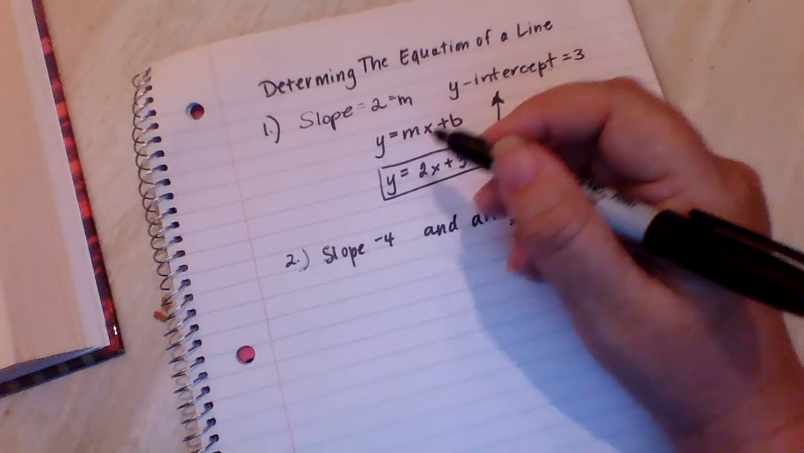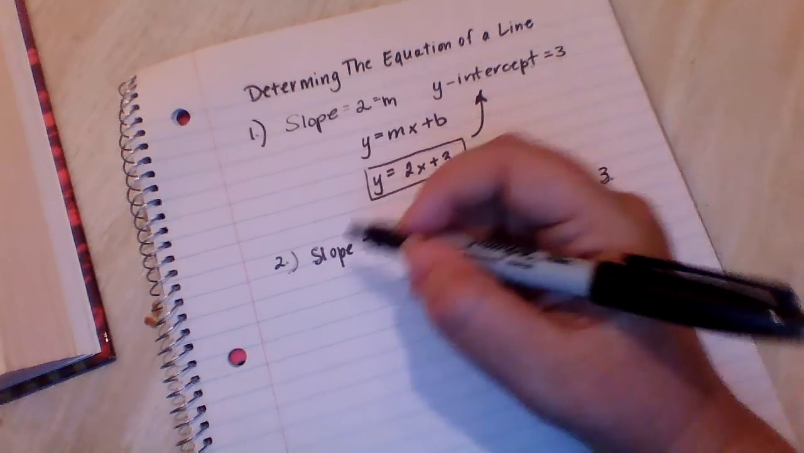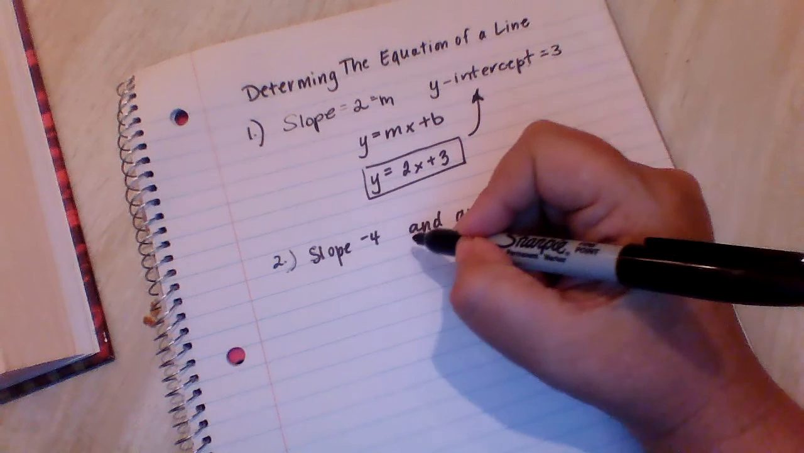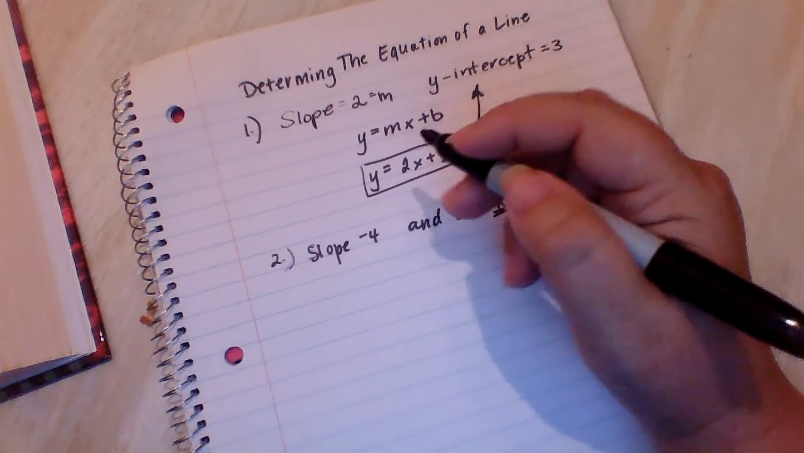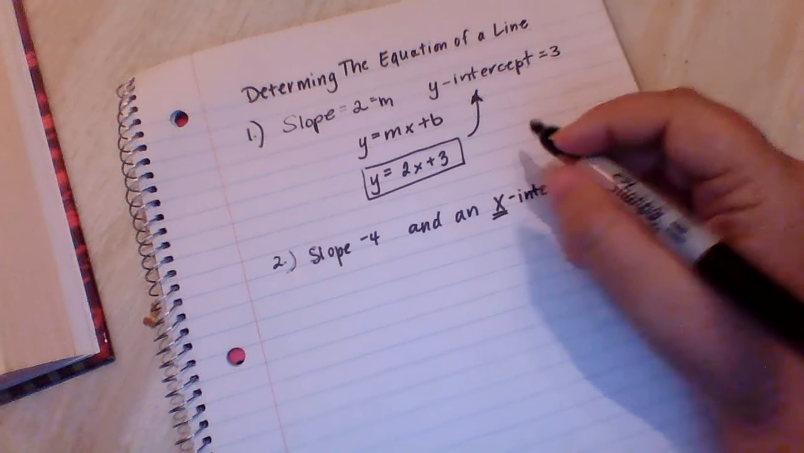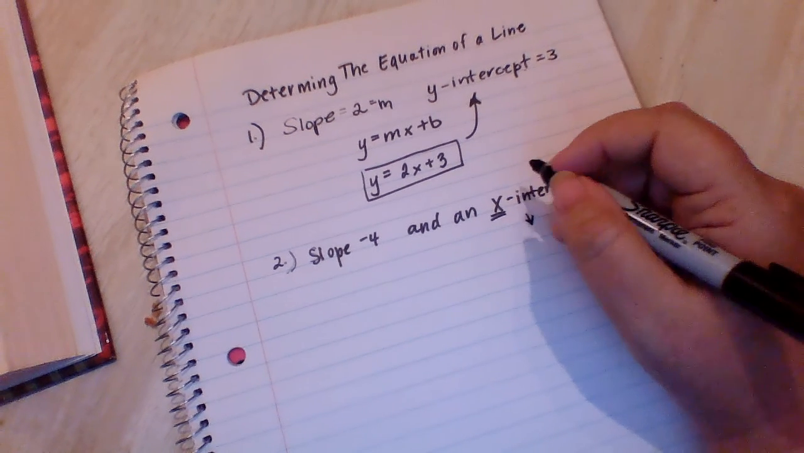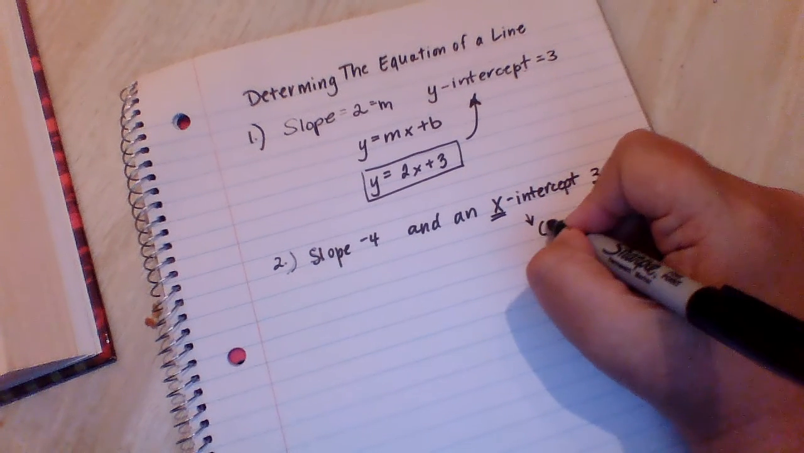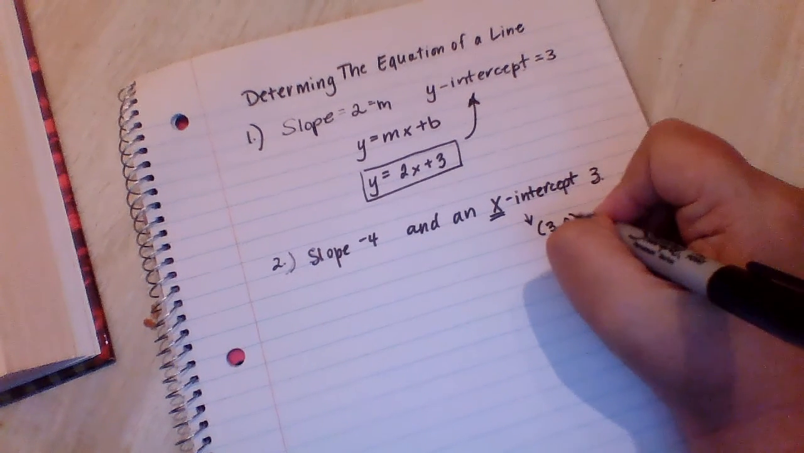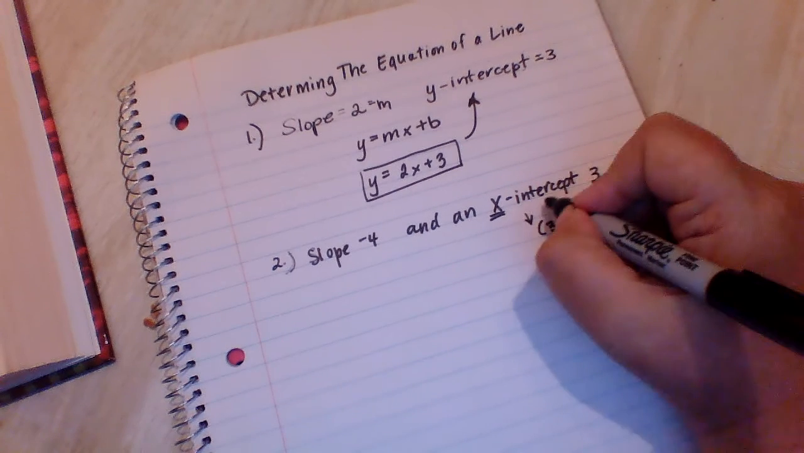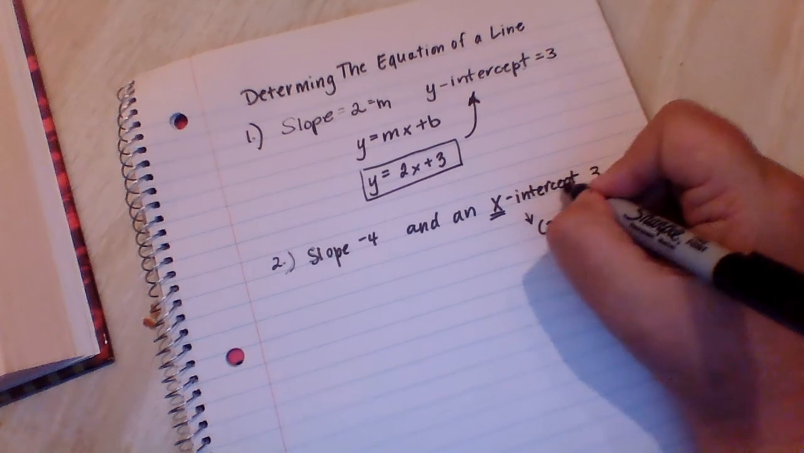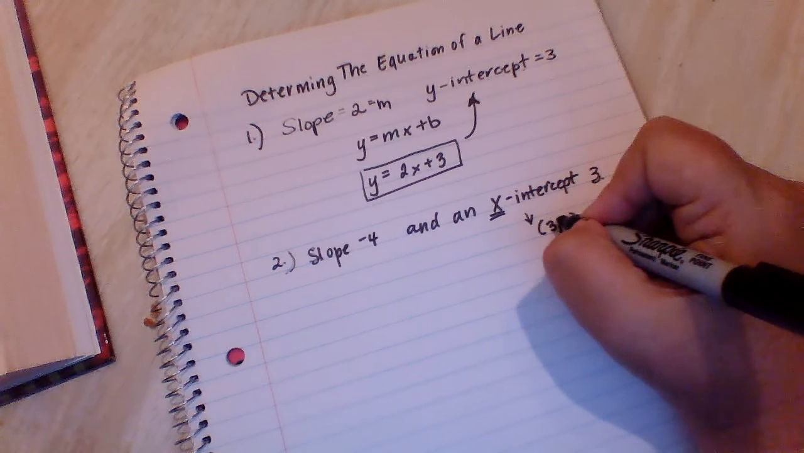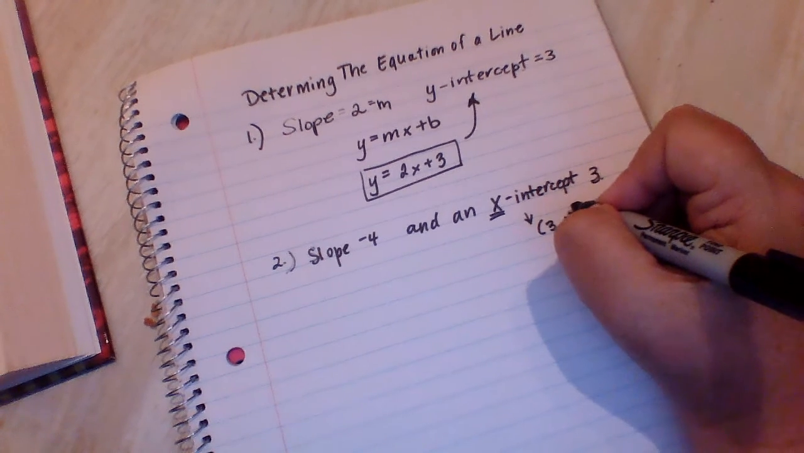So what we need to do first is we know that the x-intercept is where the line passes through the x-axis, okay? So if we know that, then we know from this x-intercept that our point is going to be (3, 0), right? Because if it was the y-intercept, it would be 0 and then the number that you were given for the y-intercept. But this is the x-intercept, so our point would be (3, 0), okay?